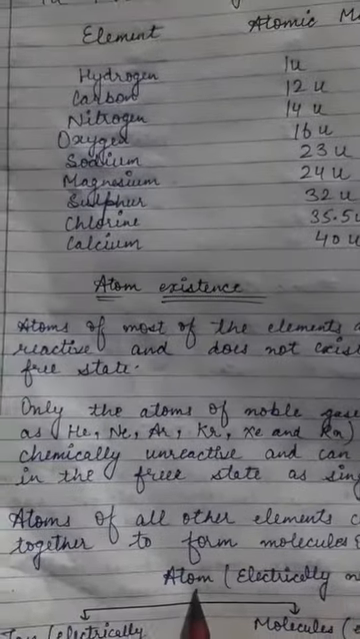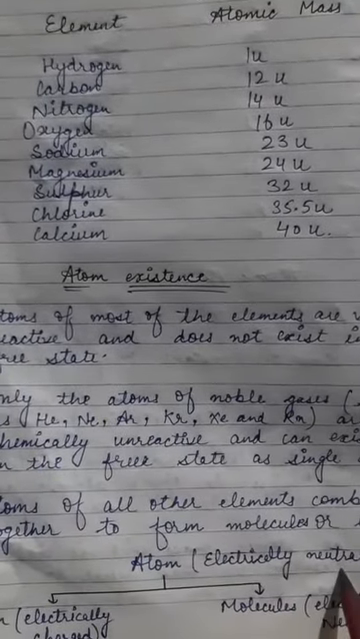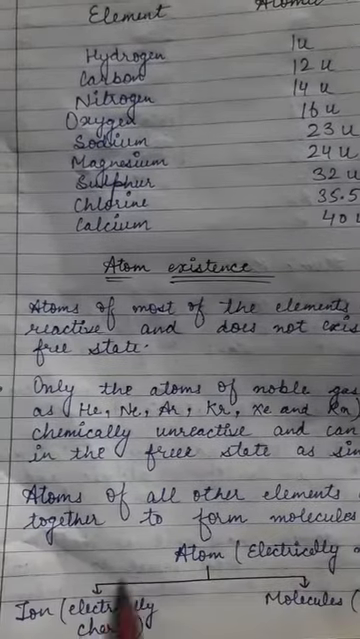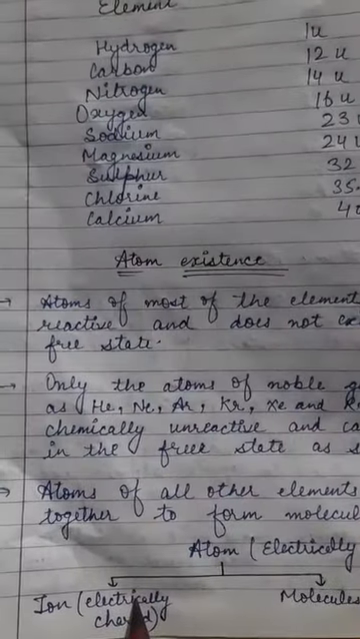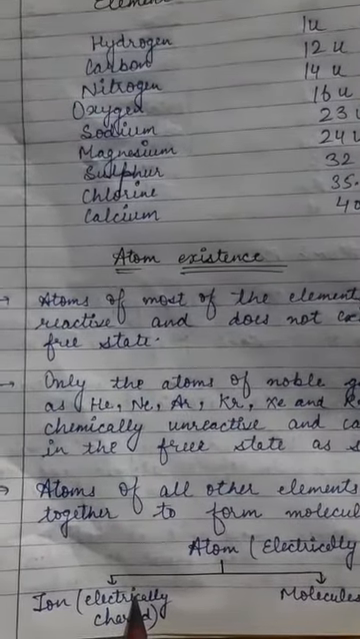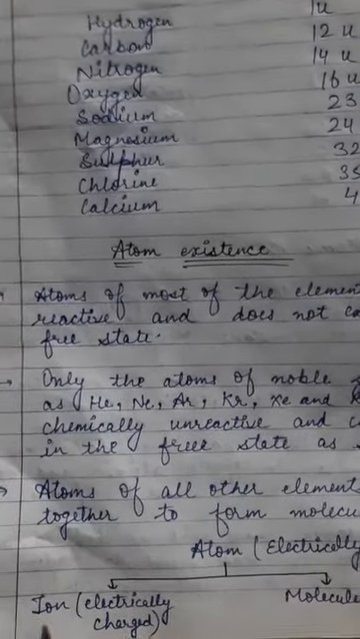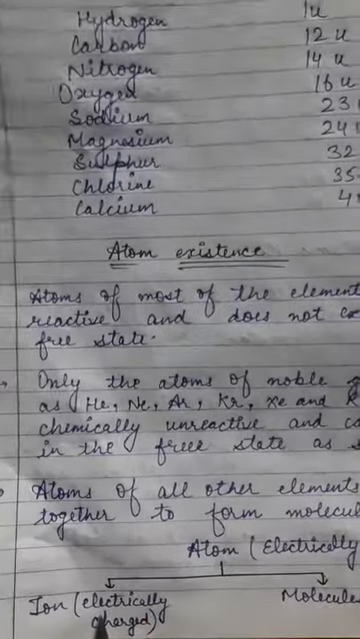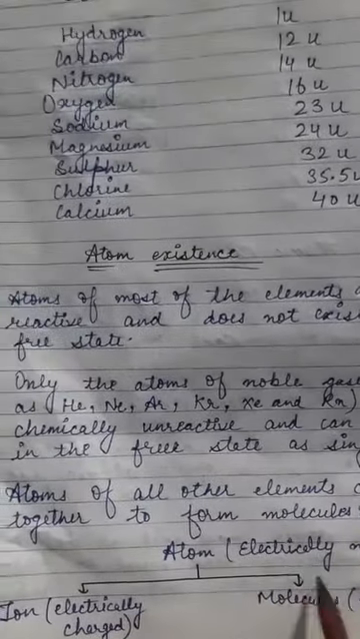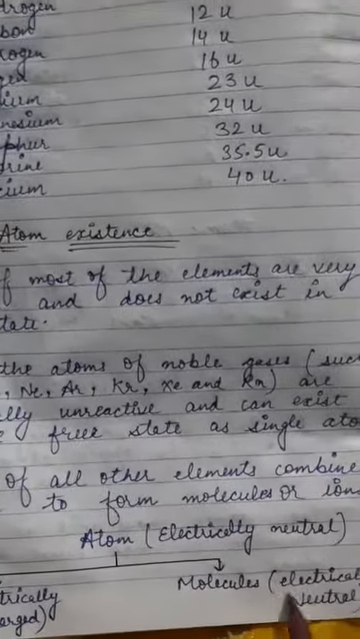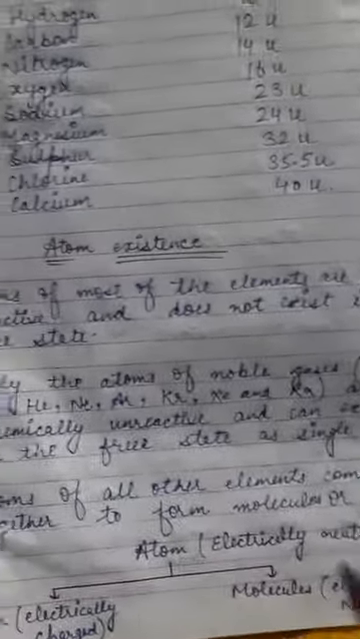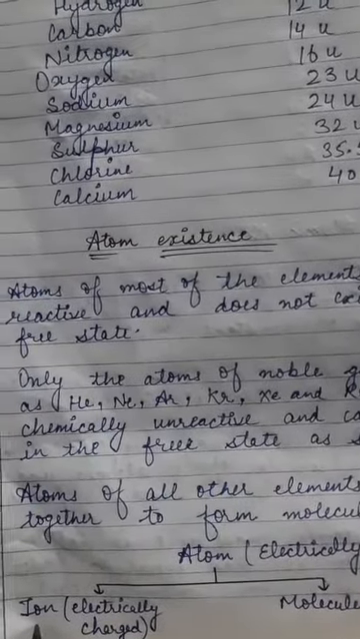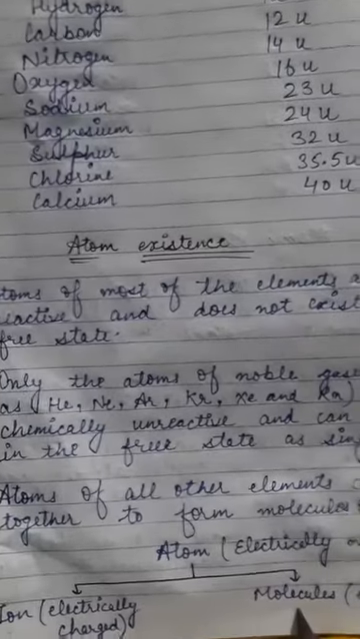Here an atom is electrically neutral, and it combines together with other atoms to form a molecule or ion. If it forms an ion then it will be electrically charged, and if it is a molecule then it will be electrically neutral, because ions are electrically charged and molecules are neutral.